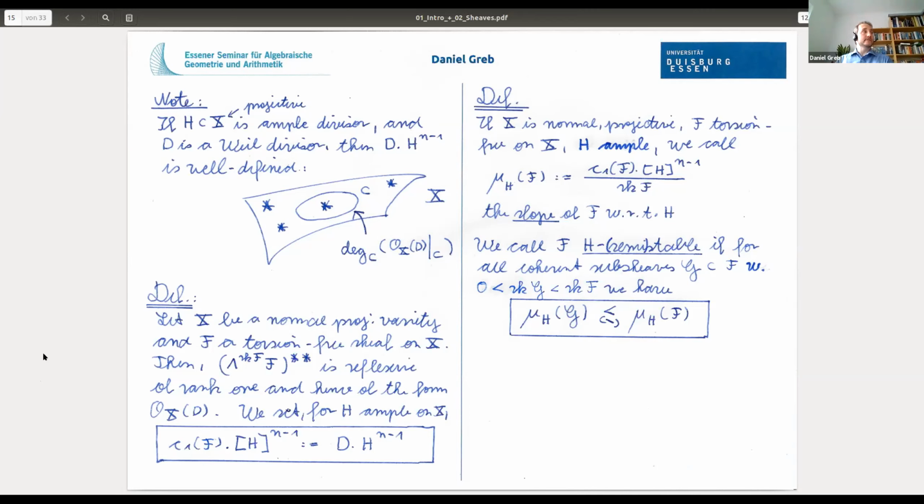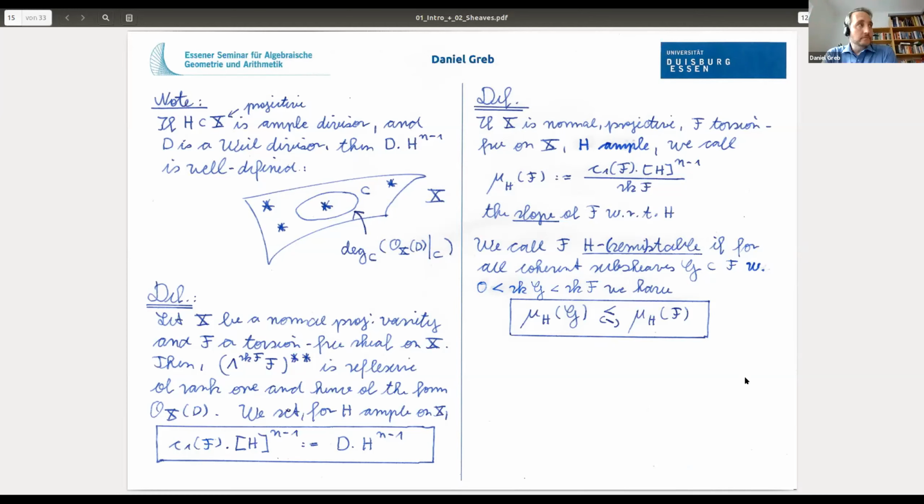Then semi-stability is a condition on F, which can be defined in terms of these slopes as follows. We call our torsion-free sheaf F semi-stable if for all coherent subsheaves G in F, which do not have the same rank as F and whose rank is not zero, the slope of this subobject is less than or equal to the slope of F. So semi-stability allows less than or equal, whereas stability would require strict inequality.